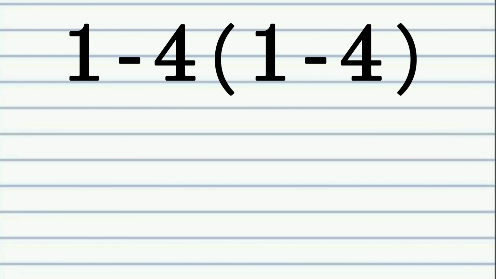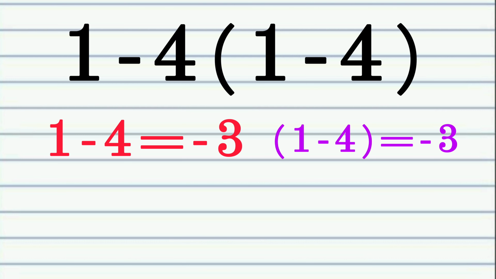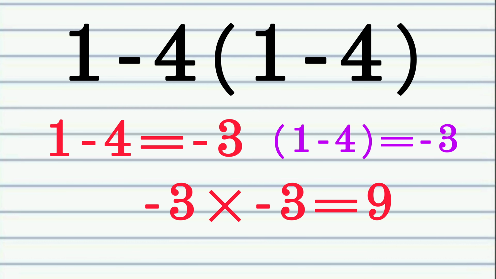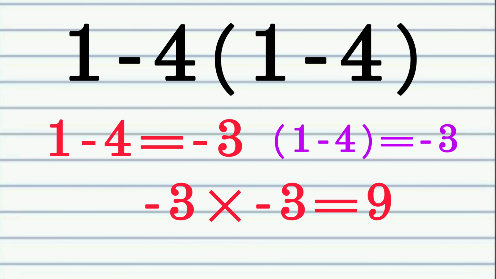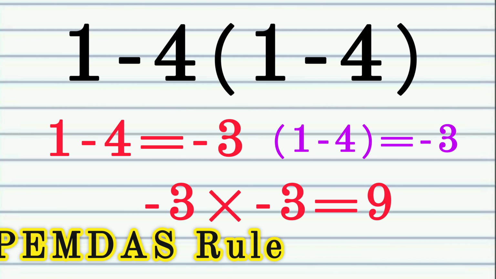Now many people get this question wrong because they use an incorrect method. Here's what they do: they solve 1 minus 4 and get minus 3. Then again, bracket 1 minus 4 bracket over equals minus 3, and then multiply. Minus 3 times minus 3 to get 9. But this answer is completely wrong. Why? Because it ignores the order of operations, also known as the PEMDAS rule.